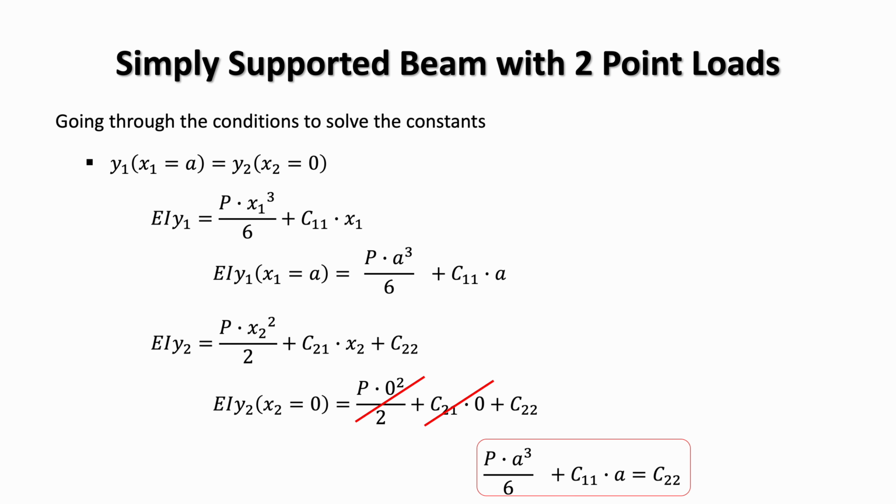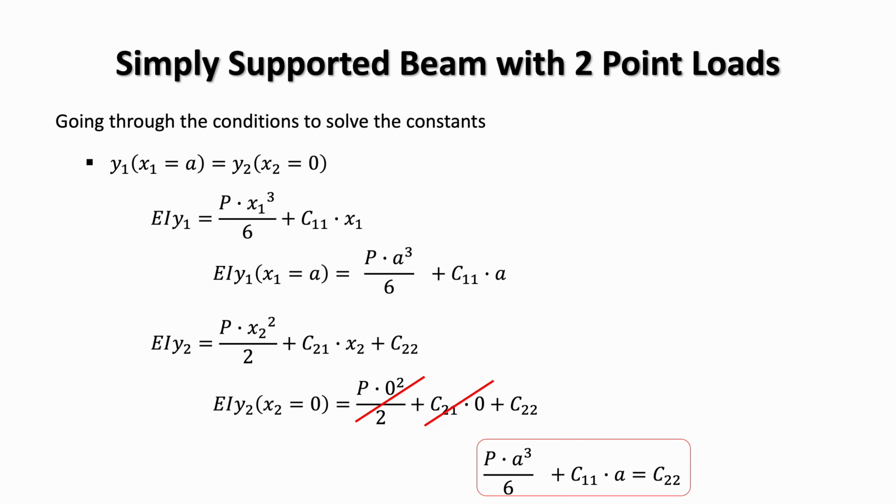We'll now apply the continuity condition on deflection at point B. At point B, the deflection of the beam must be the same when approached from either side. So we'll begin with the deflection expression as determined by region 1, when x1 equals a. And this gives us pa cubed over 6 plus c11 times a. Next, we write the deflection expression in region 2, when x2 equals 0. This eliminates the terms involving x2 and leaves us with the expression EI(y2) when x2 equals 0 equals c22.